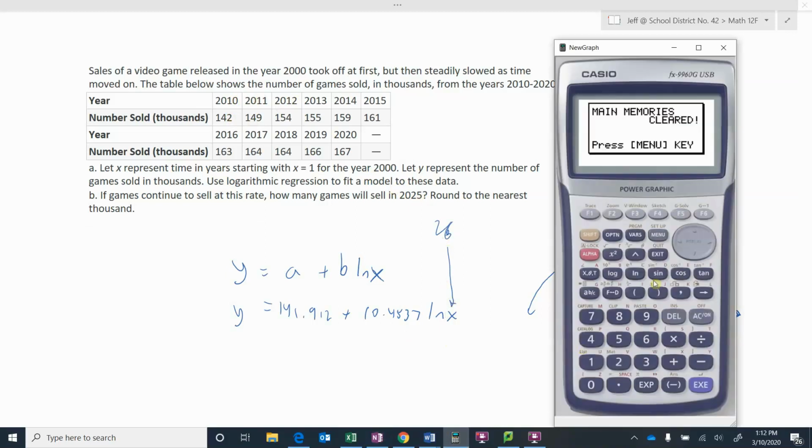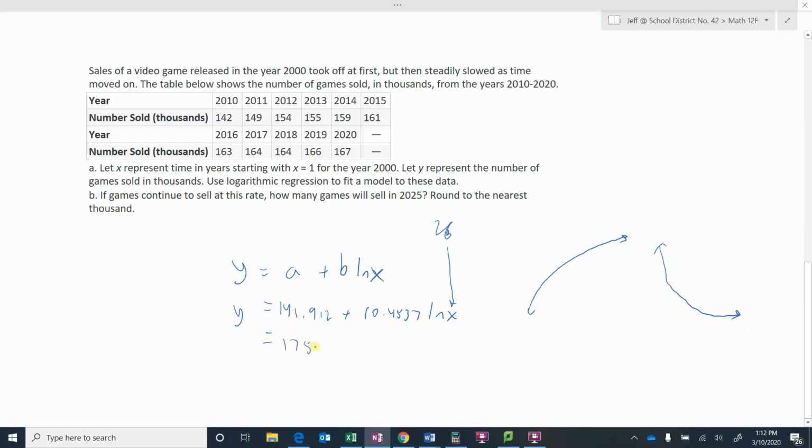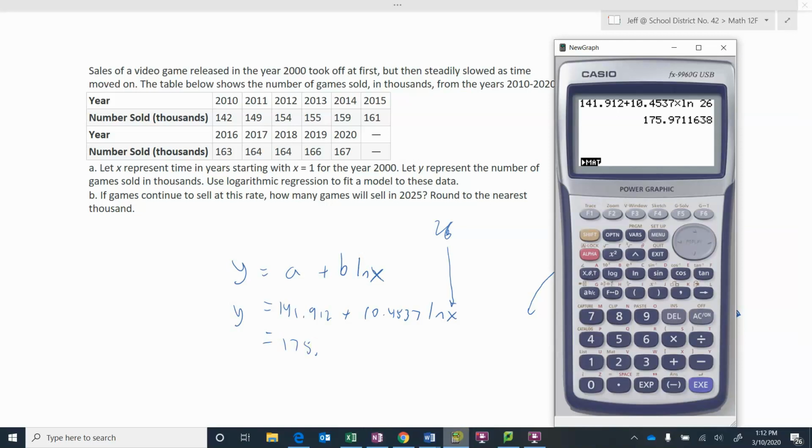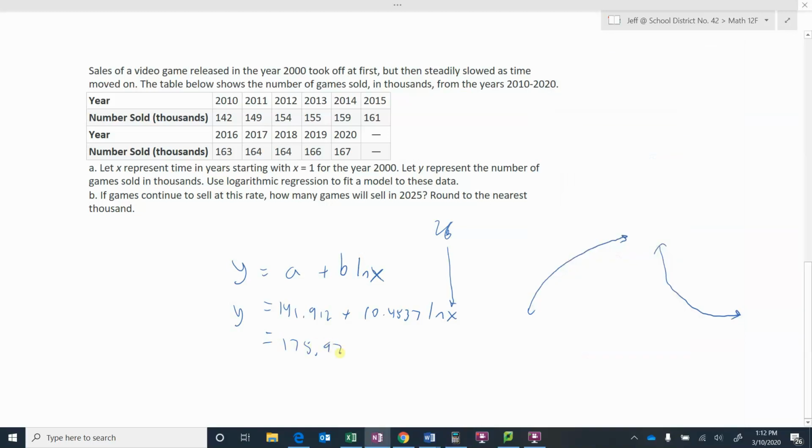I will get my calculator out, and we will enter 141.912 plus 10.4537 times ln of 26. Whoops, I can't use that. I have to use my ln button right there. ln of 26, which would be 175.97 thousands of games.